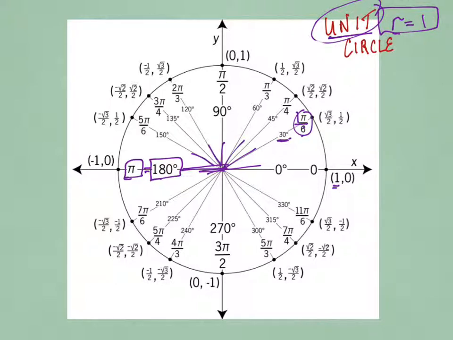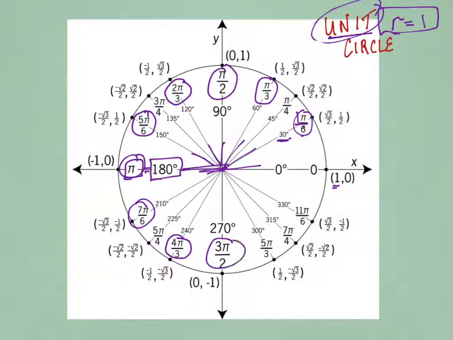Skip the fourth, right? Because that's not by 30. This is 2 pi over 6. This is 3 pi over 6. This is 4 pi over 6. This is 5 pi over 6, 6 pi over 6, 7 pi over 6, 8 pi over 6, 9 pi over 6, 10 pi over 6, 11 pi over 6. 12 pi over 6 would be here, which is the same as 2 pi, right? So this would be 13 pi over 6, 14 pi over 6, 15, 16, 17. It's really easy to count by 6.